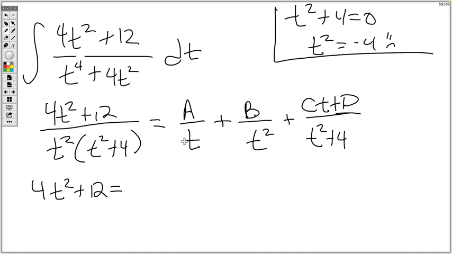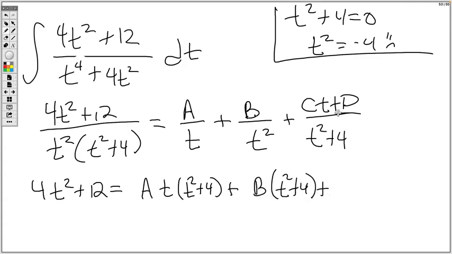When you multiply this denominator by the a piece, one of the t's will drop out, but one of the t's will be left. When you multiply the denominator by the b part, what's going to cancel out? t squared, but I'll be left with the what? Good. And when I multiply this last term by the denominator, what's going to cancel out? And then t squared is left. Okay.